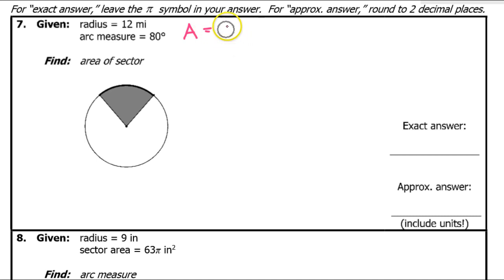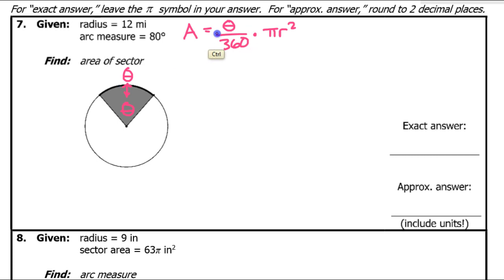So the area of a sector is always going to be some fraction of the full area of the circle. Now the area of a circle is pi r squared. So this is some fraction of the full area of the circle. Theta is the central angle. Okay, this is theta right here. It is also the arc measure, the number of degrees of this arc. So the central angle and the arc measure are the same thing.